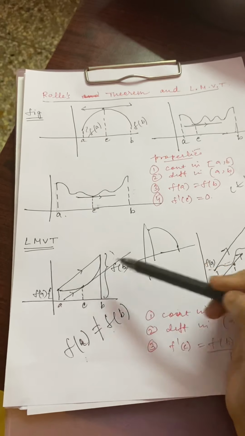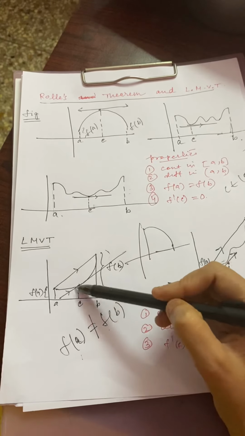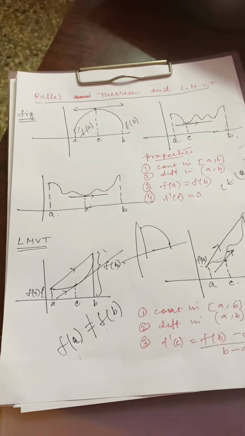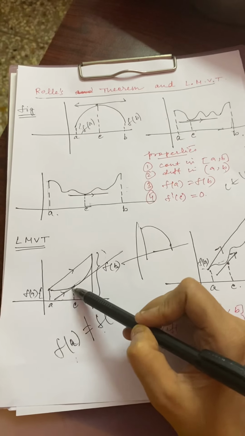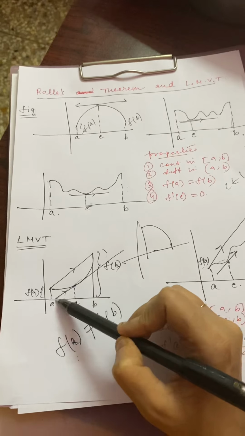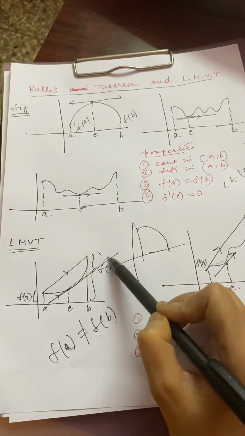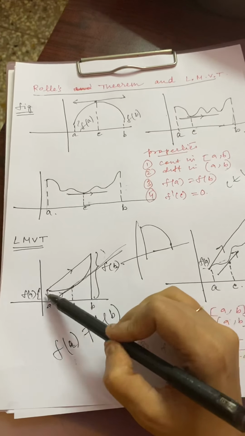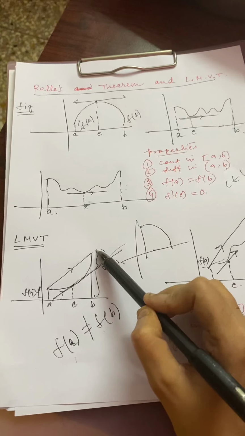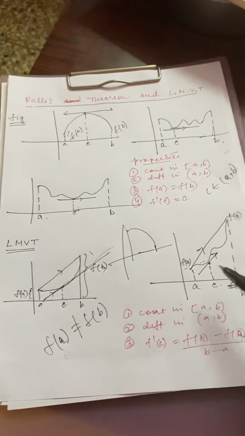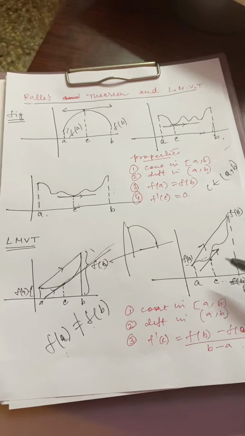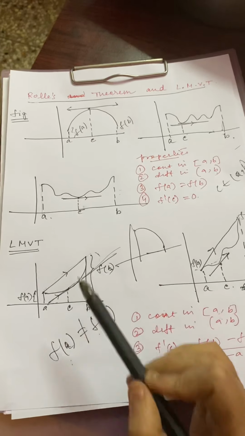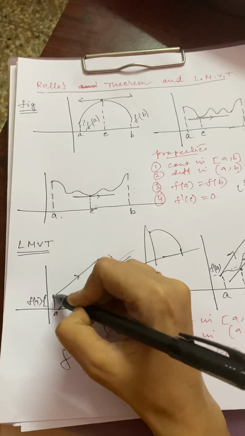Then there must be a point c in the domain (a, b) such that the slope of the tangent, if I draw a tangent at x equal to c, is parallel to the line joining f(a) and f(b). Suppose I join f(a) and f(b), these points, suppose P and Q.